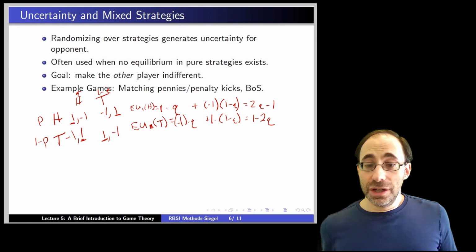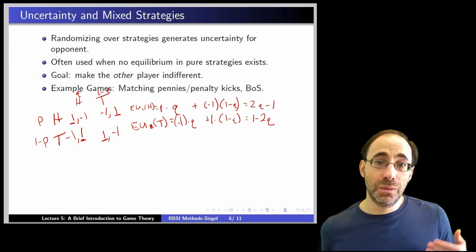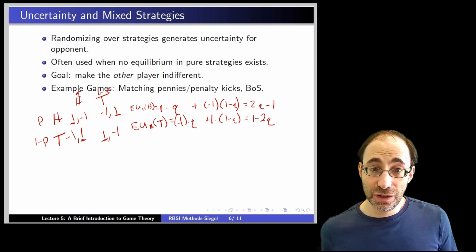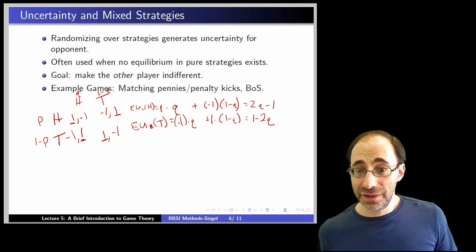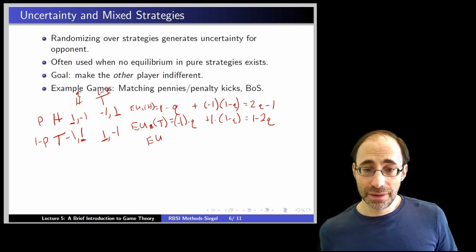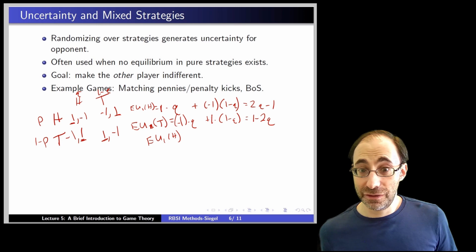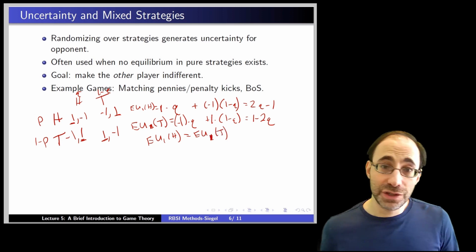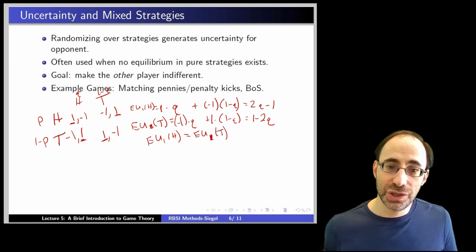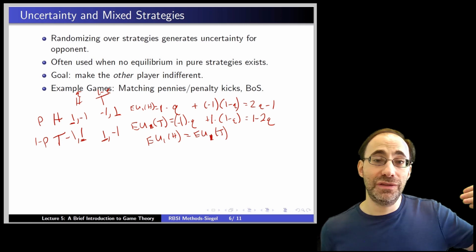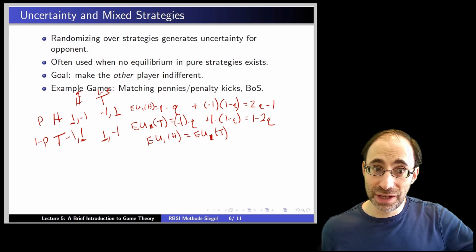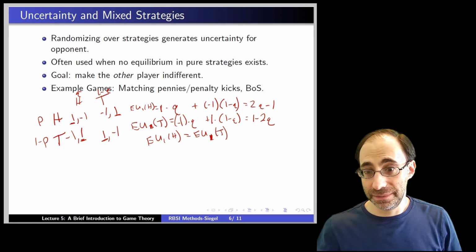Okay, so what do we do with this? Well, player 2's goal in choosing Q is to make player 1 indifferent. When is player 1 indifferent? Player 1 is indifferent whenever the expected utility for playing heads equals the utility for playing tails. Now, if this is confusing for you, go back to, I think, Module 2, where we discussed expected utility and how expected utility was the sum of each individual utility for each action you take times the chance that action happens.